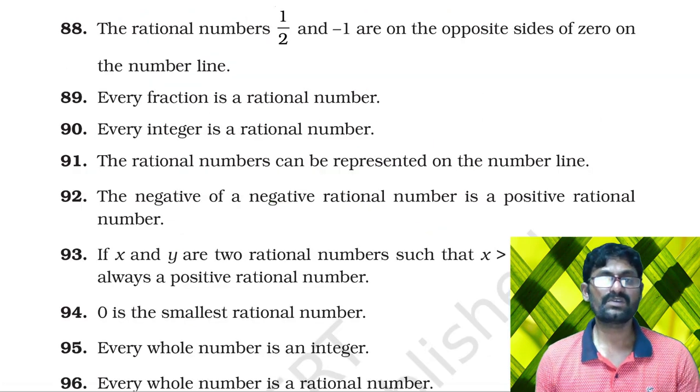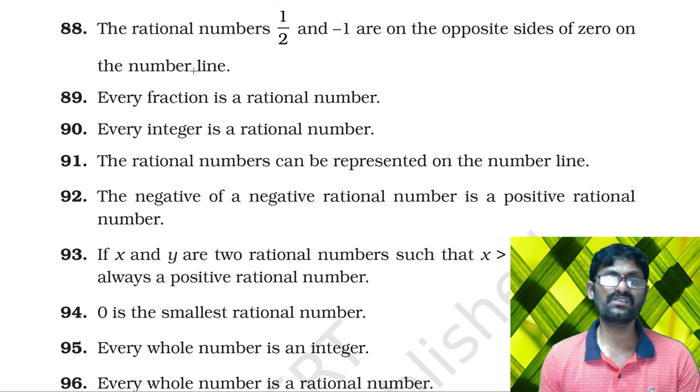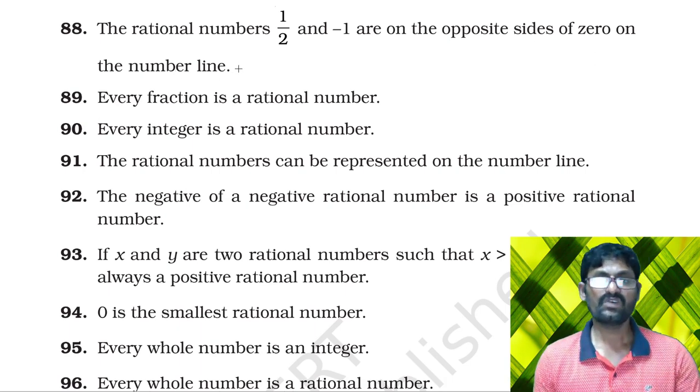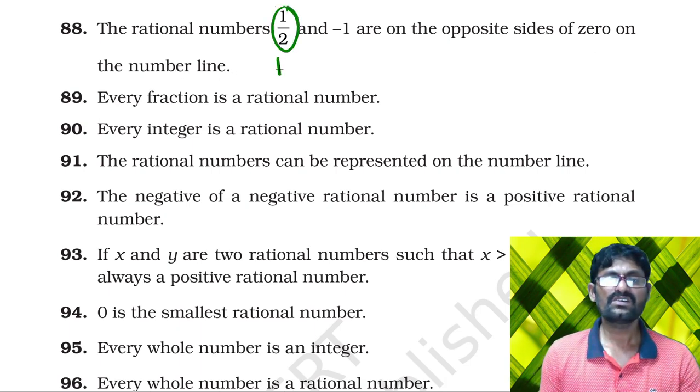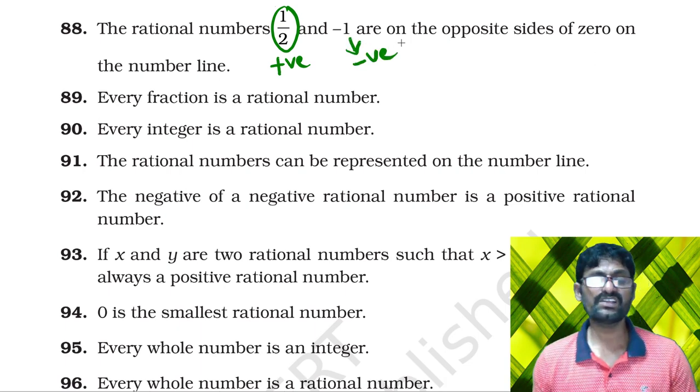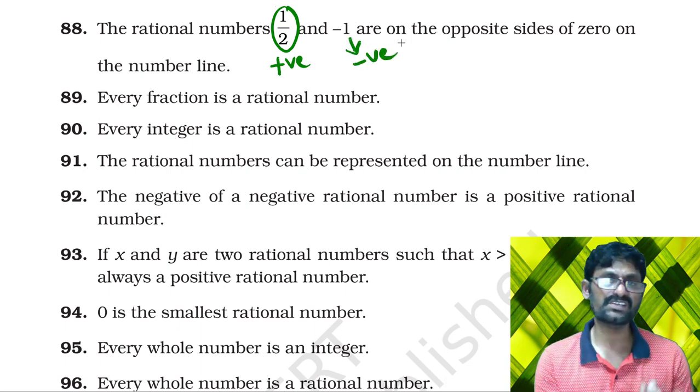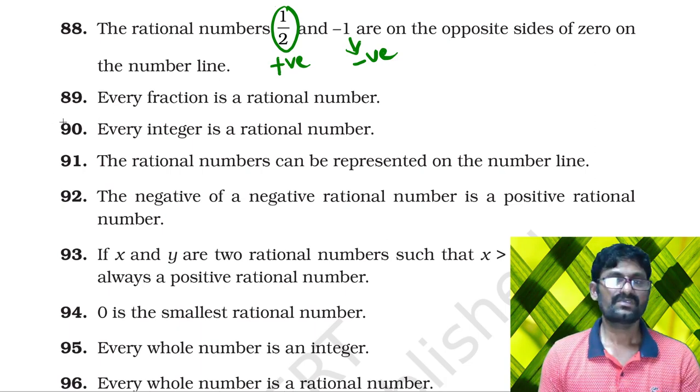Let us move on to the next problem. The rational numbers 1 by 2 and negative 1 are on the opposite sides of 0 on the number line. Yes, 1 by 2 is positive, whereas negative 1 is negative. So surely these two will be on the opposite sides of 0, but not at equal distances, be sure. So this is a true statement.